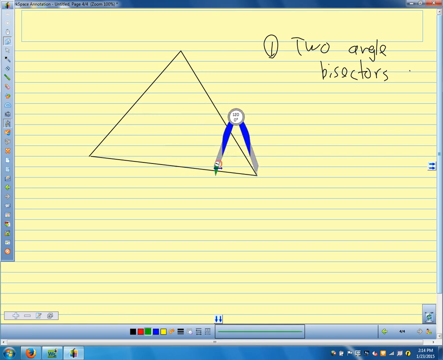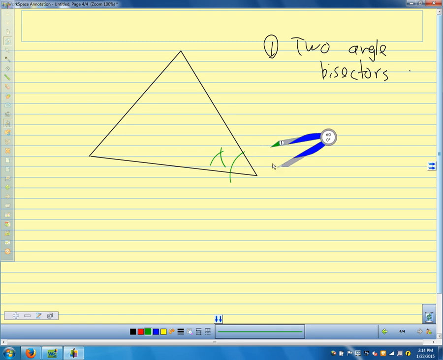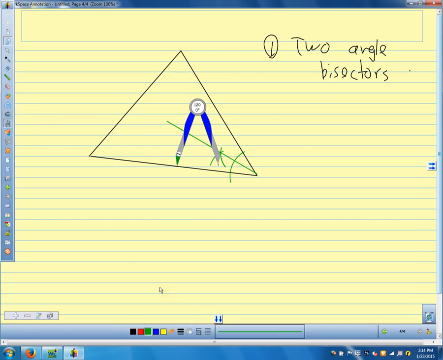That's where we make an arc through our angle. Then we move our compass. Make sure our compass is open more than halfway across. Make an arc on that side. Move our compass, make an arc on the other side. And then go from the vertex through where we made the little cross. And I'm going to extend it because I want to find where this intersects with another angle bisector. So I'll do another one in blue.